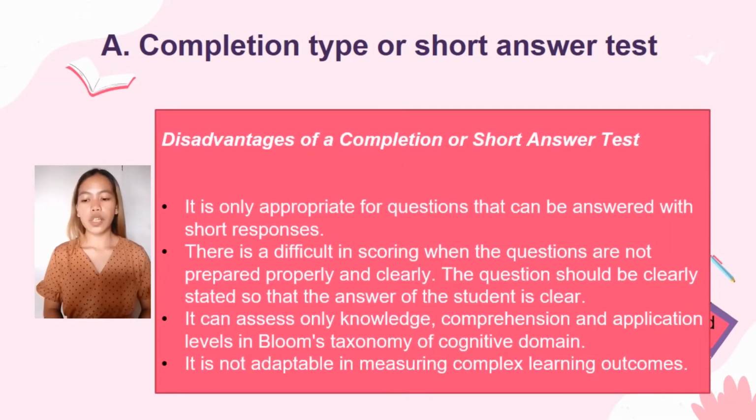Disadvantages of a completion or short answer test. It is only appropriate for a question that can be answered with a short response. There is a difficulty in scoring when the questions are not prepared properly and clearly. The question should be clearly stated so that the answer of the student is clear. It can assess only knowledge, comprehension, and application levels in Bloom's taxonomy of cognitive domain. It is not adaptable in measuring complex learning outcomes.